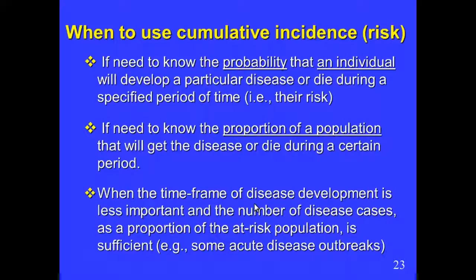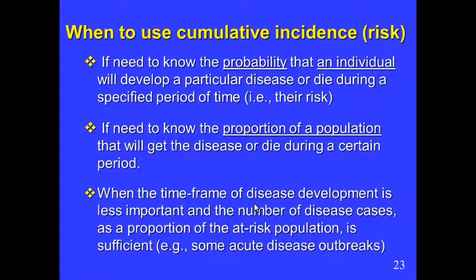So, when do we use cumulative incidence and when do we use incidence rate? That depends really on the circumstances that we are in and what we want to know. If we want to know the probability that somebody will develop a particular disease or die, then cumulative incidence is a very good measure. Or, really very much the same thing in many ways, if we want to know the proportion of a population that will get a particular disease during a specified time period, then cumulative incidence is the measure that we are interested in.